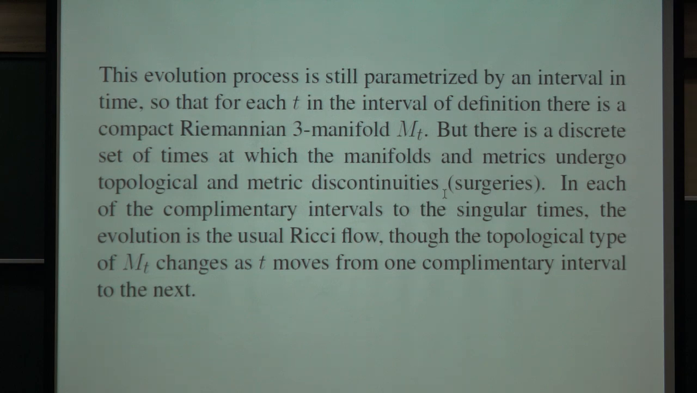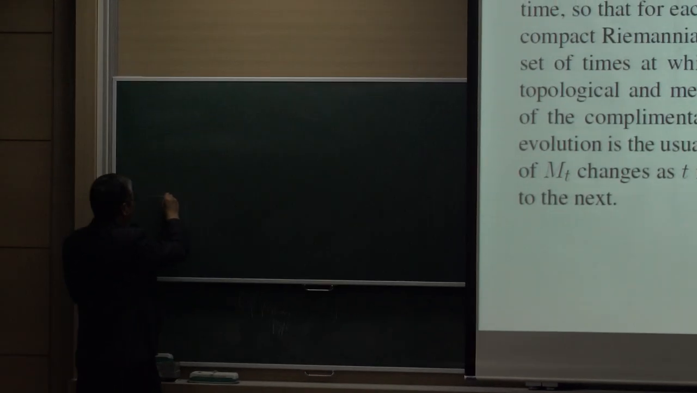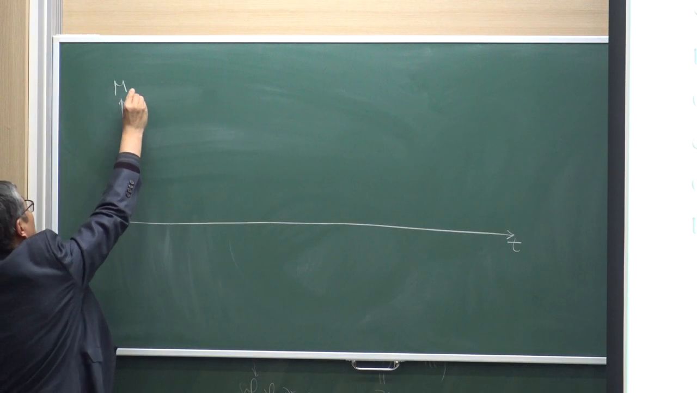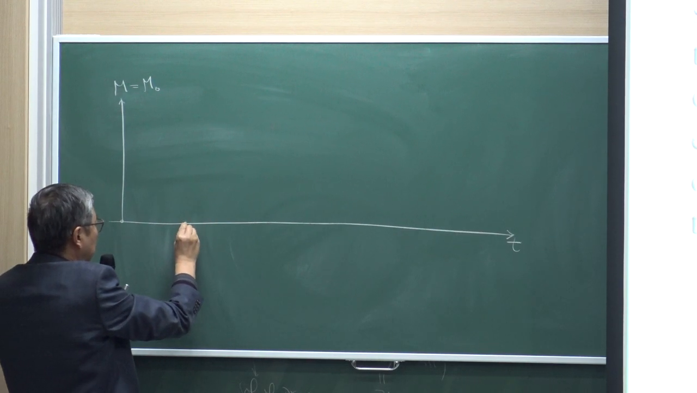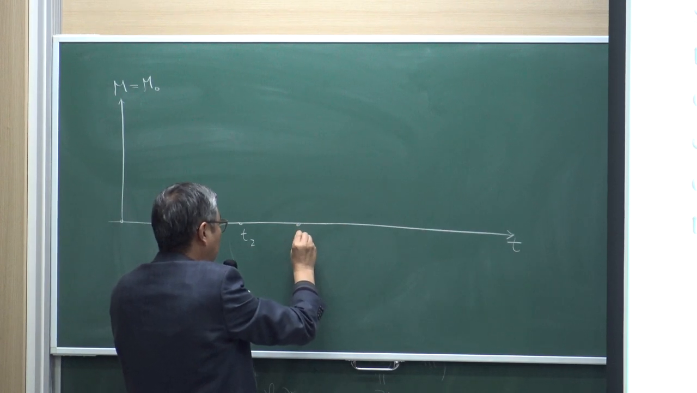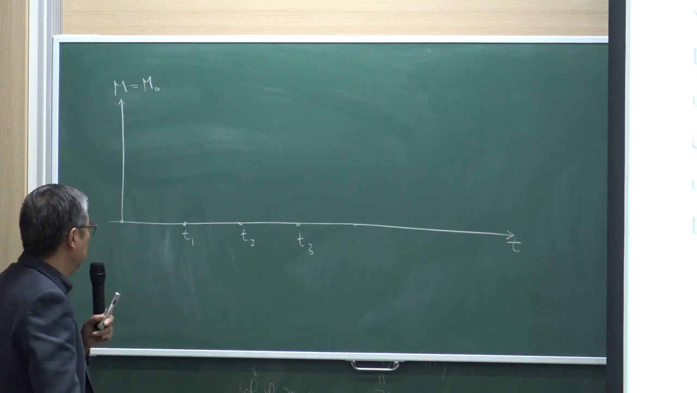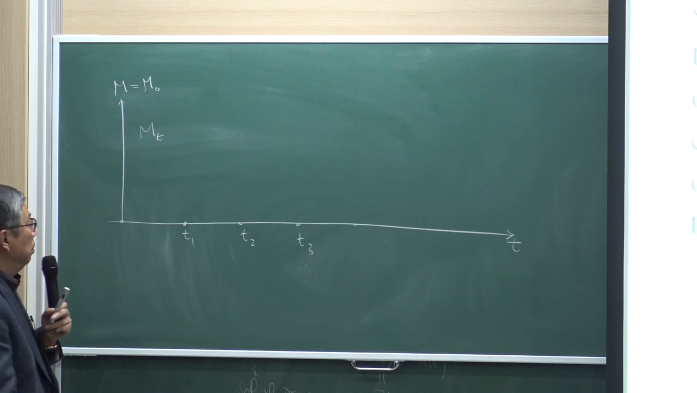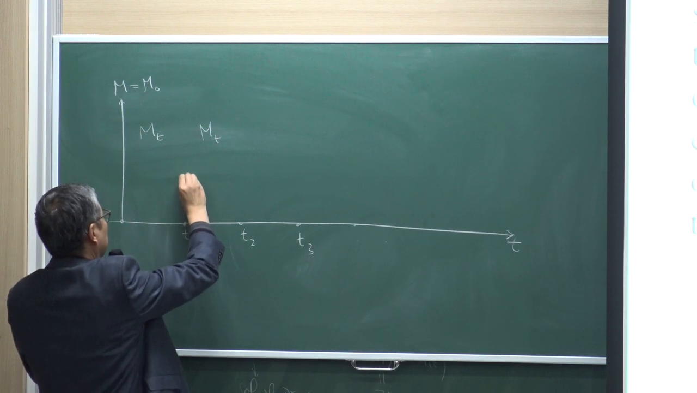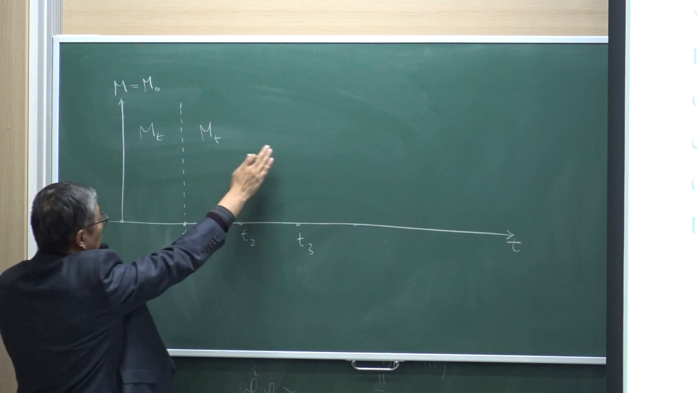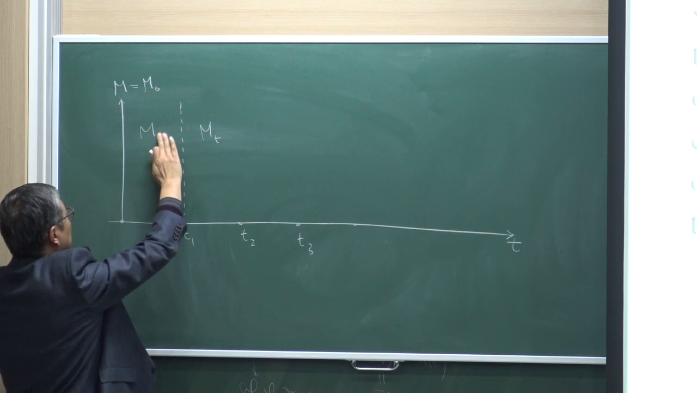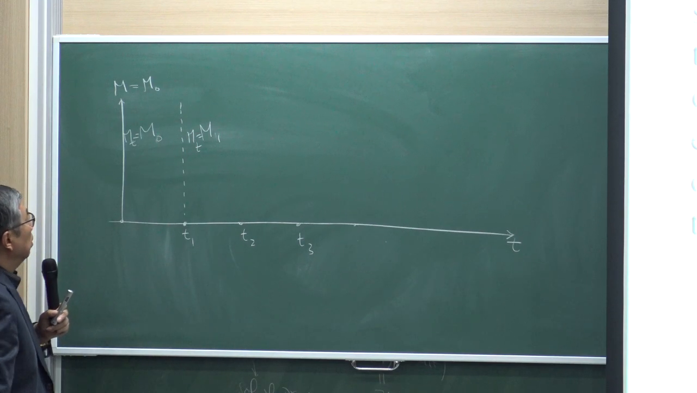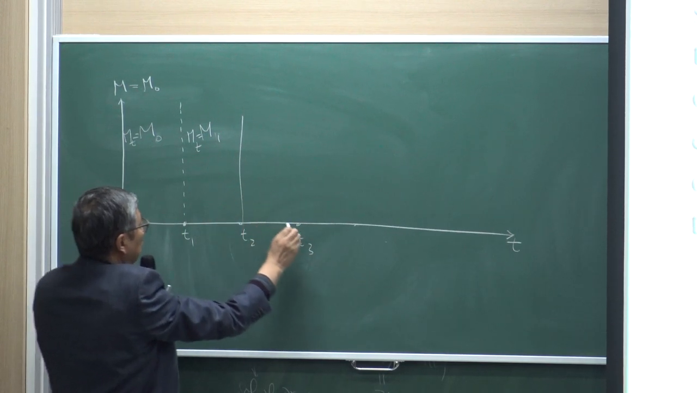Let me illustrate a little bit by picture. So we look at this, it's a t axis, okay? I start from zero, and let's look at M, we start from M to M0. So what I said here is there's a discrete set of times. Probably there may be infinitely many of them. So in each of these intervals, I have a manifold Mt. This manifold is fixed, okay? And so I have a different manifold, maybe I should say this is actually M0, this is M1, and Mt here is this interval here. Okay, so here you have a standard Ricci flow, but on a different manifold.